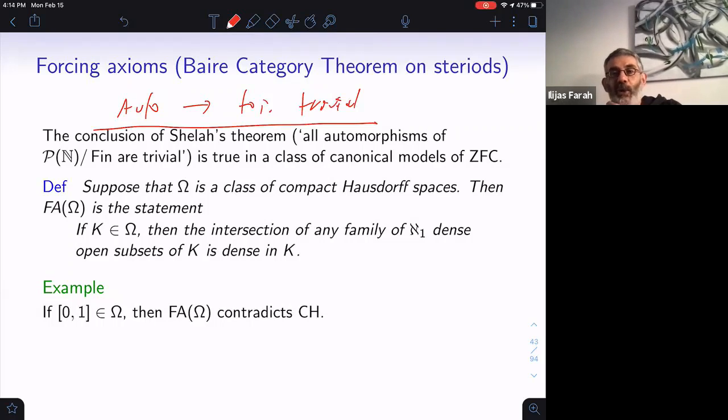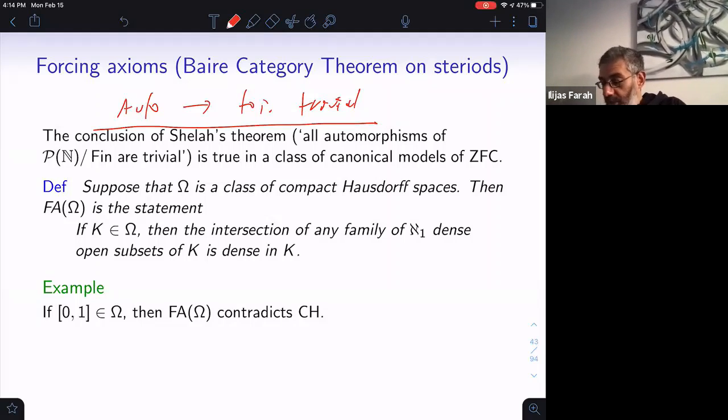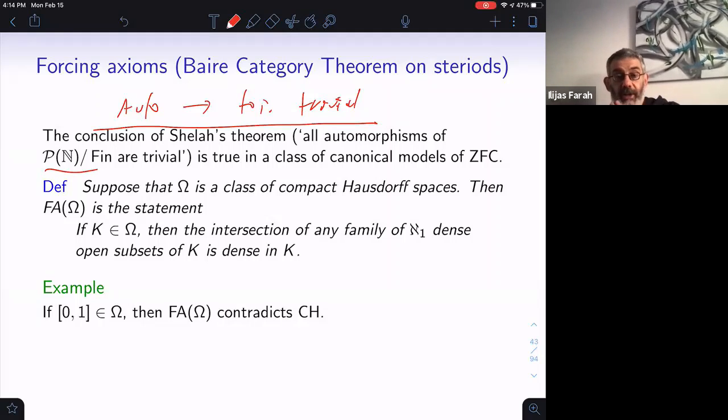What sort of model of ZFC does it take to prove that every automorphism of a certain structure is topologically trivial? Now, you see, this is going to work for C*-algebras, but it doesn't work in every category. Remember that example of a quotient group. And right, so here it is. This conclusion of Shelah's theorem, that all automorphisms of P(omega) mod fin are trivial, is actually true in a large class of models of ZFC which are canonical in some sense, or at least they satisfy certain canonical axioms. These are so-called forcing axioms.